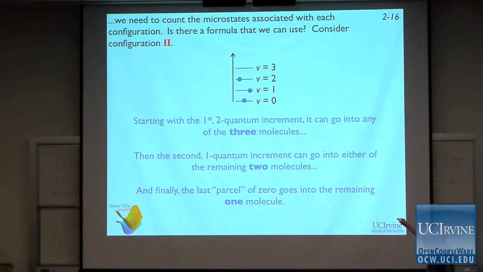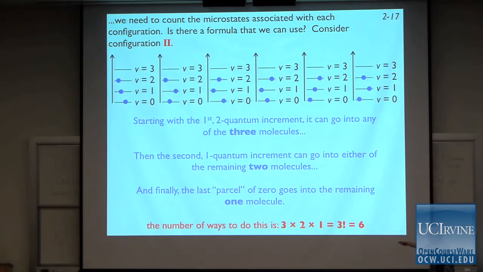Okay, and so if I want to know how many versions of this there are, it's 3 times 2 times 1. 3 times 2 times 1, that's just 3 factorial. That means there should be 6 ways to do this, and there are. Okay?